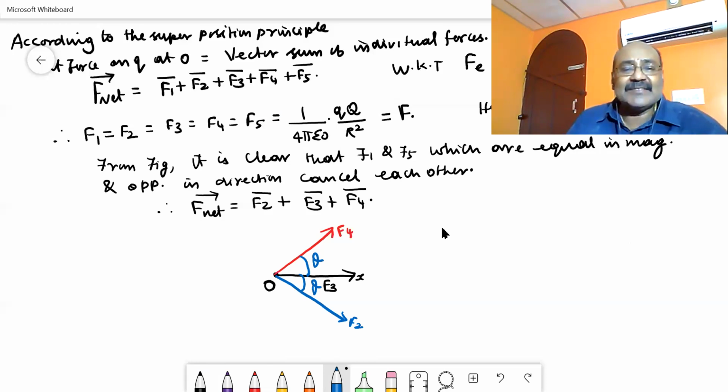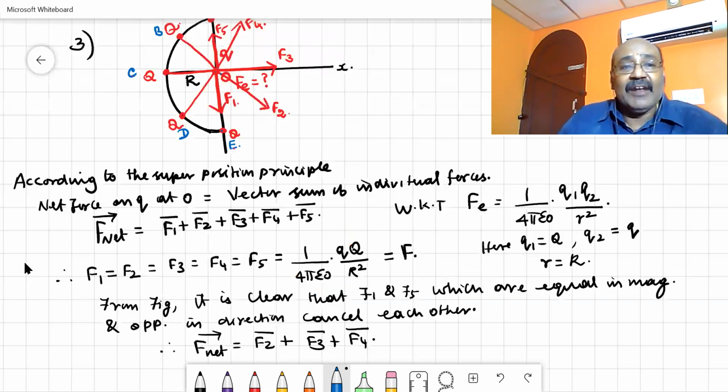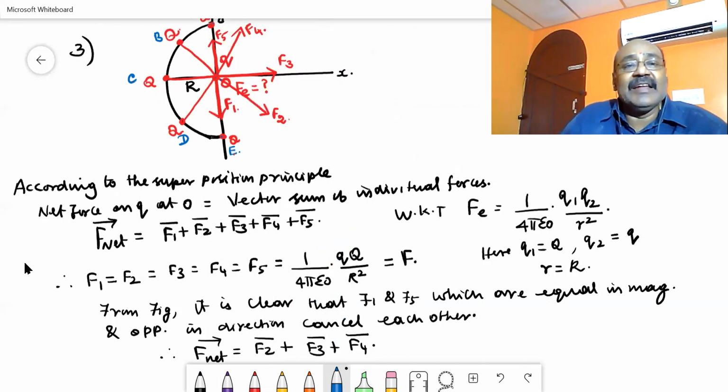If that is the case, what is the value of theta? Value of theta is equal to 45 degrees. How can you say that it is 45 degrees? You look at the original diagram. You see, the angle between these two is 90. Since it is at the center, in between these two charges, the angle considered here with reference to the x-axis or with the vertical is equal to 45 each. So I am considering this angle theta as 45.